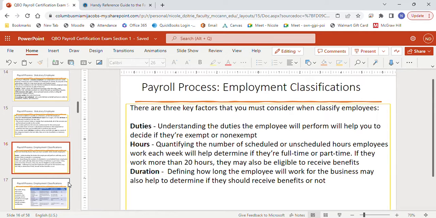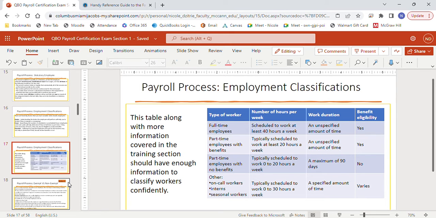And then the last one is duration. Defining how long the employee will work for the business may also help to determine if they should receive benefits or not. So we have a couple of tables from the training section that I brought over into this video. This table, along with more information covered in the training section, should have enough information for you to know how to confidently classify workers.